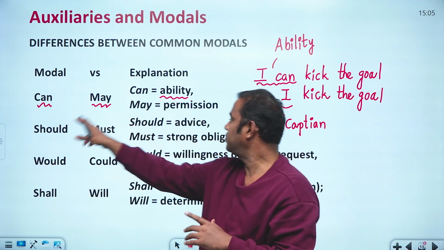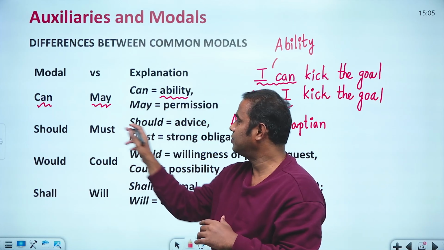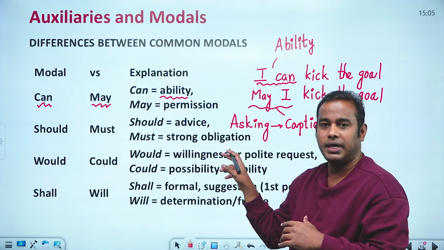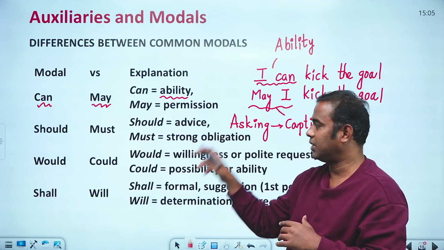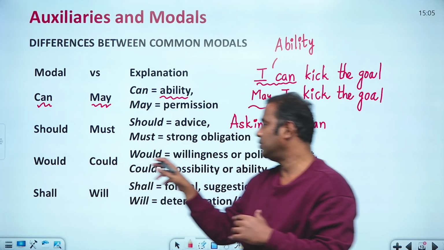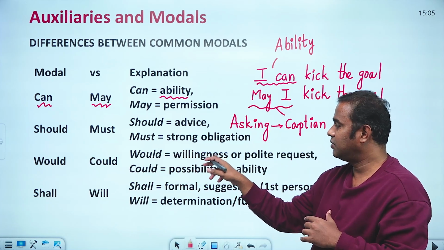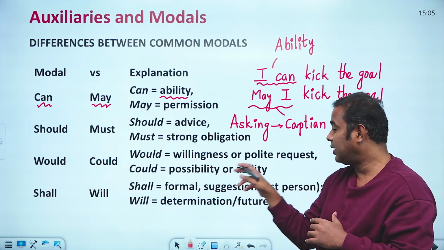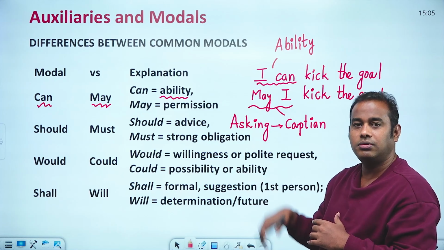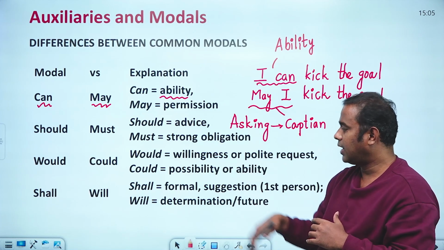Should is used for advice, must is used for strong obligation. That's the right thing. Okay, must is always used for strong obligation, whereas would and could, you can see, would is basically used for willingness or polite request, whereas could is used for possibility or ability. I could have done that. Okay, so like this.